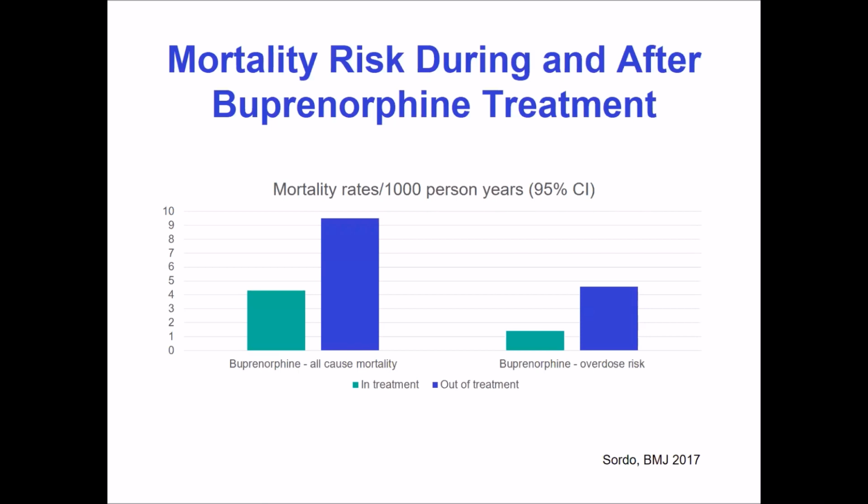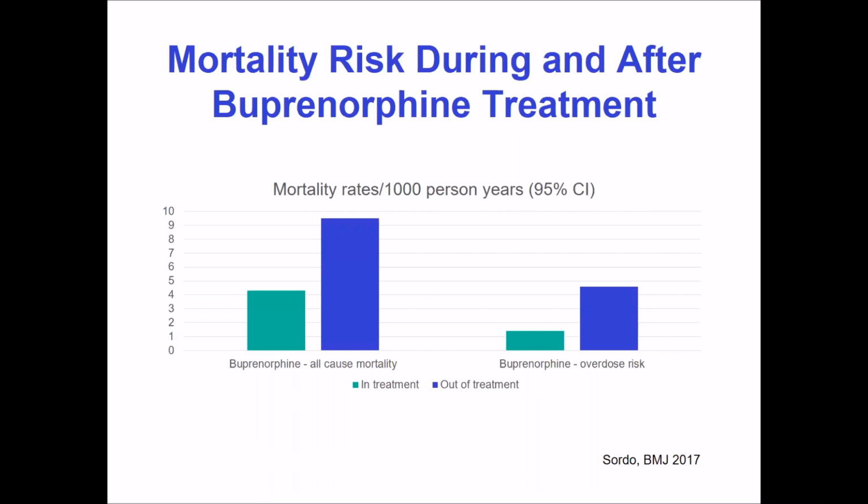The dark blue bars represent people who were out of treatment, whereas the green bars represent people who were in treatment. And what you see is more than doubling of mortality risk in people who are out of treatment compared with those who are on treatment with buprenorphine.